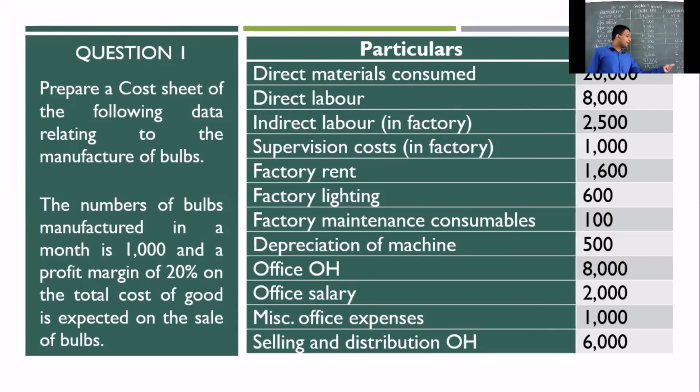What this signifies is that if you sell your bulb at 61 rupees and 56 paise, your cost is completely recovered, and you will also make a profit of 20%, which works out to be 10 rupees and 26 paise.